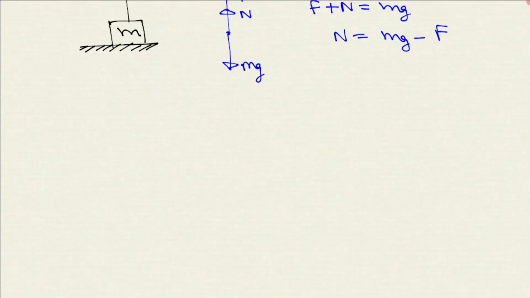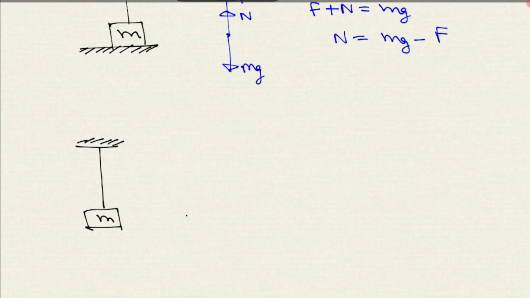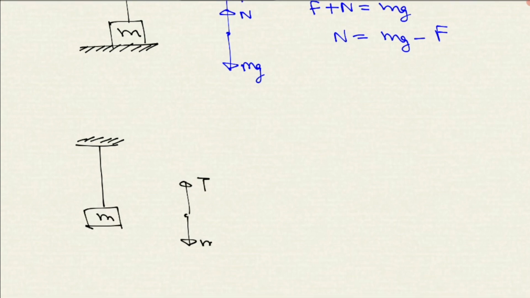Suppose there is a ceiling and a string is connected with it. The other end of the string is fixed with a block. So on the block, tension T acts upward, weight mg acts downward. So T is equal to mg. Tension on the string is mg.